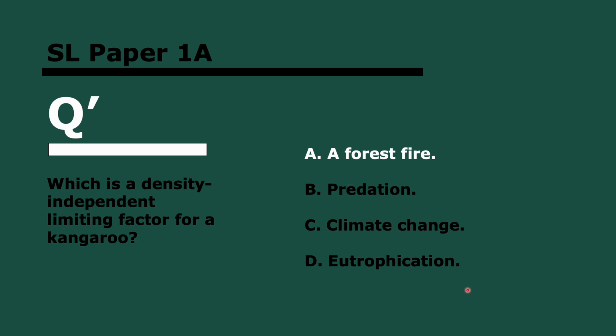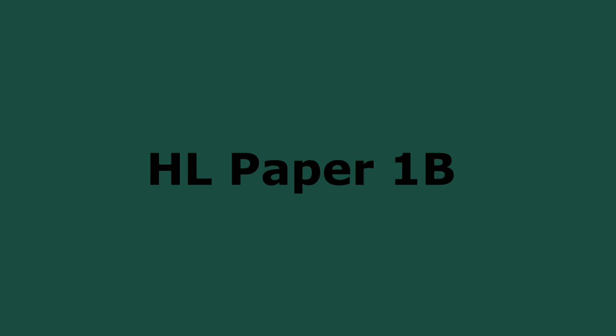Eutrophication is not a density independent or dependent limiting factor. It doesn't control the growth of a population. I mean, it can through reducing the oxygen available, but it's not considered one of these factors. And same thing with climate change. So now we move on to paper 1B.